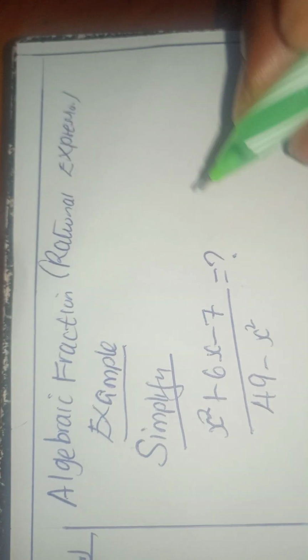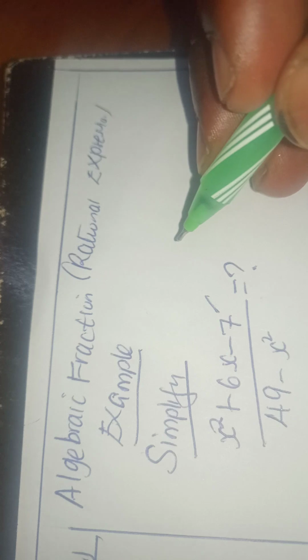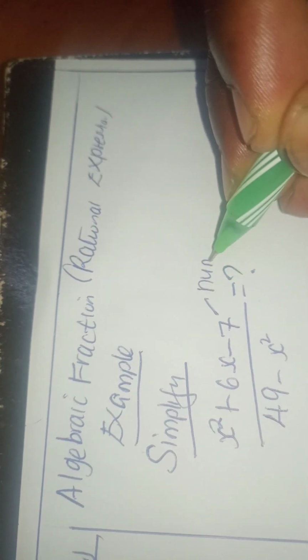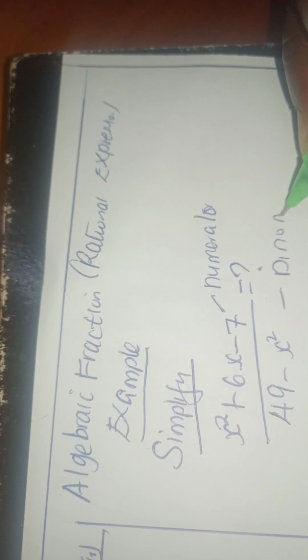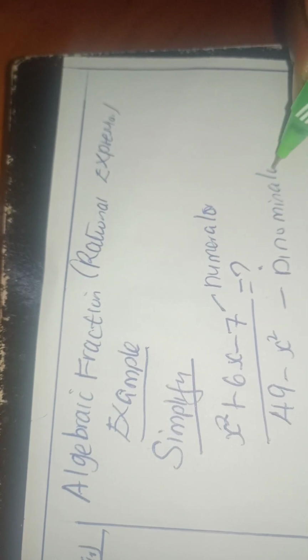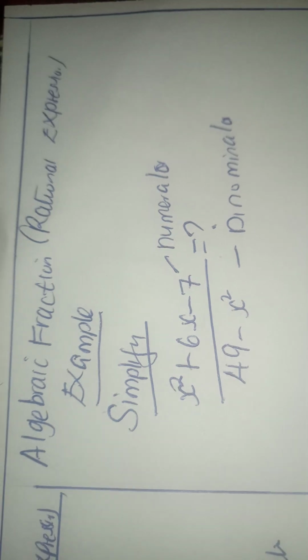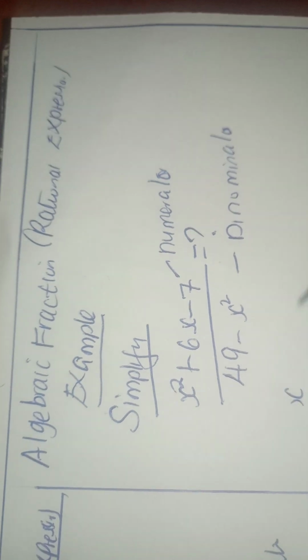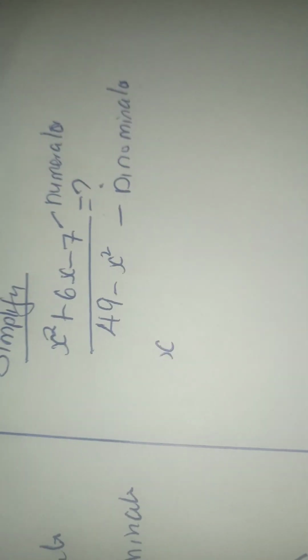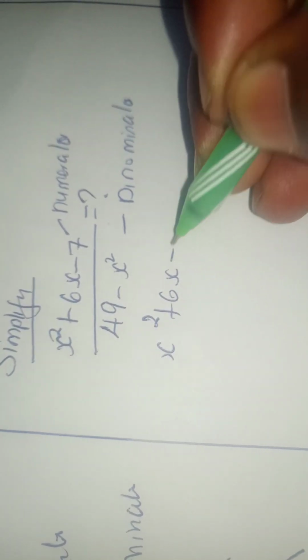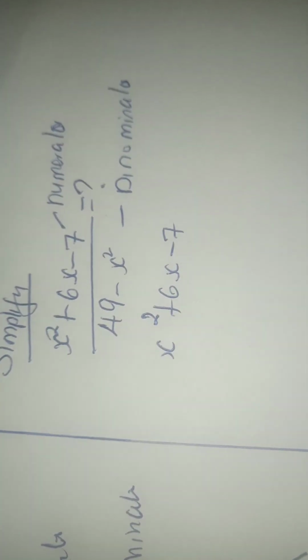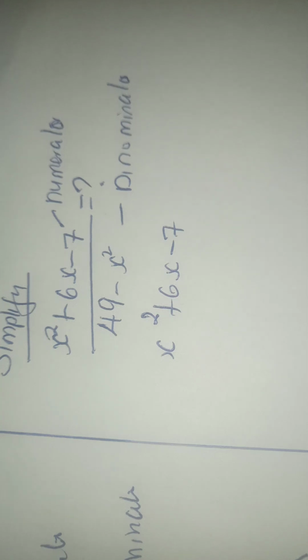So let's start with, this is the numerator, and this is the denominator. Let's begin with the numerator, which is x squared plus 6x minus 7. In such a scenario, don't touch your brain.